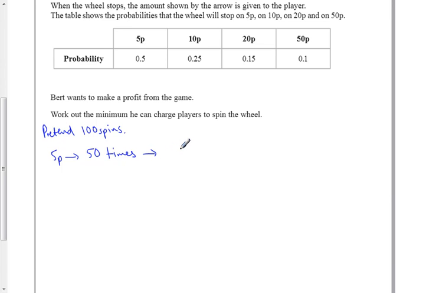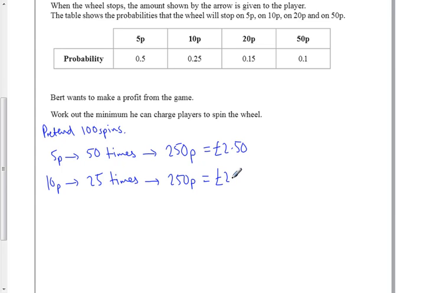Half the time you expect it to be a 5p, which tells you you've got to do 5 times 50. So 50 of the 100, or half the time, you're going to be paying out a total of 250p. That's 250p you've got to pay out, or £2.50. 10p is going to come up 25 times. That tells you that's going to be 250p paid out in total, or £2.50 in 10p's.